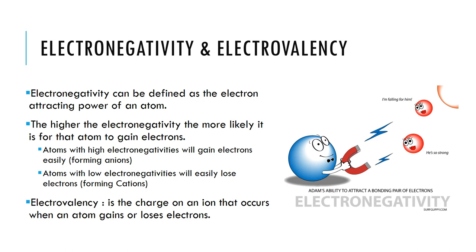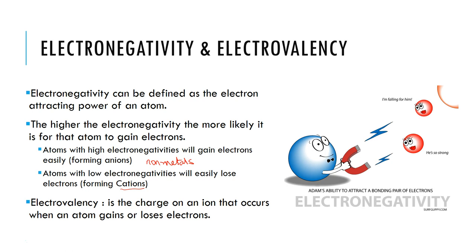Atoms with high electronegativities will gain electrons easily, so they're going to form anions, which means all our non-metals are going to form anions because they have really high electronegativities. And then atoms with lower electronegativity, so low ionization energy, which are our metals, will form cations.